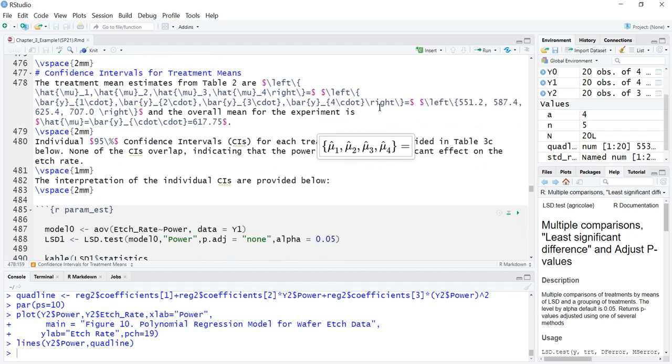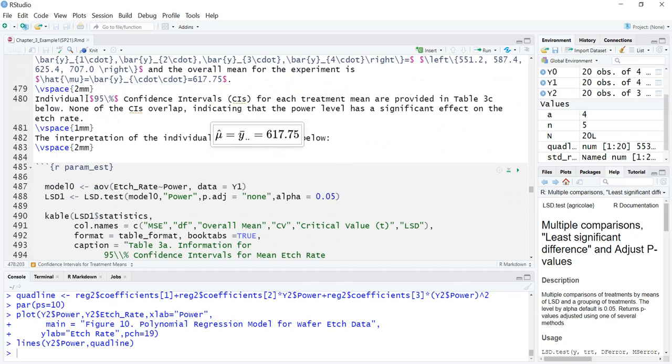Okay, and so we've got this, and then we've got equals. Here are the values in another bit of notation, so we had mu hat equals, and then we have the y 1 dot bar, 2 dot bar, 3 dot bar, 4 dot bar, and then in the last one we have the actual values that show up. And then the overall mean for the experiment is y dot dot bar.